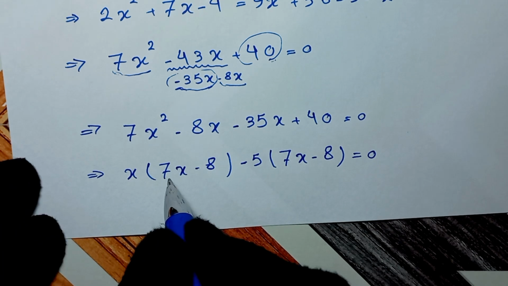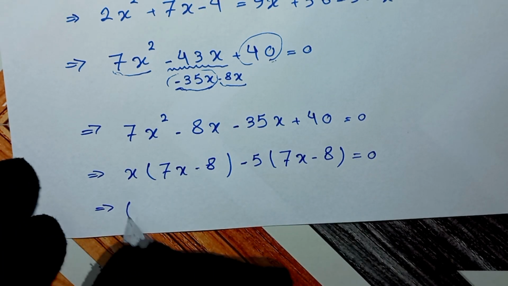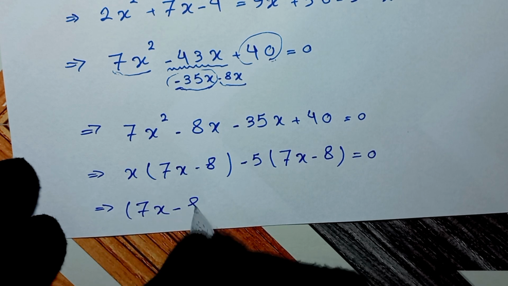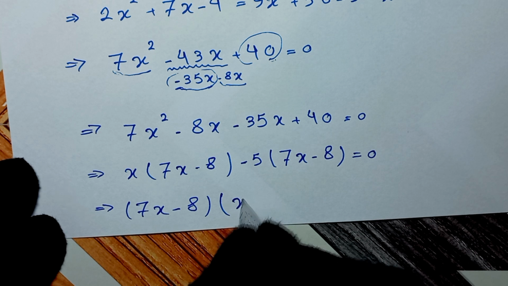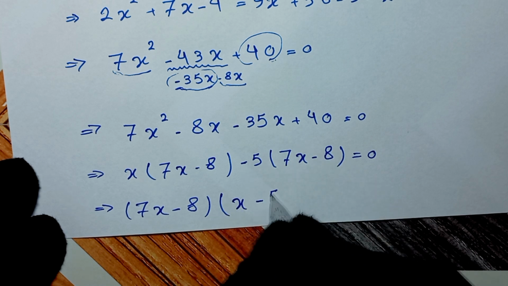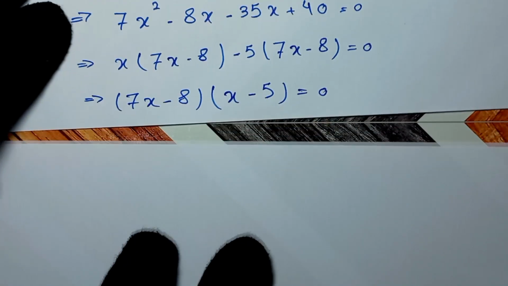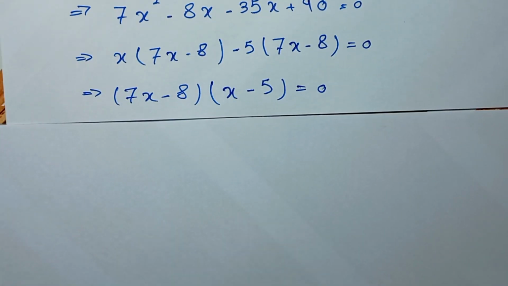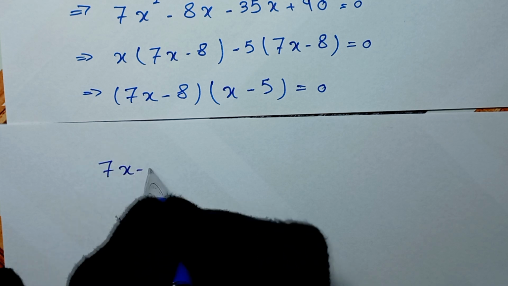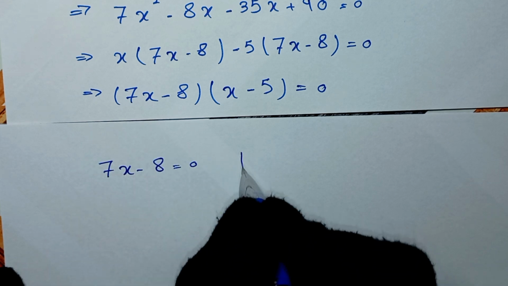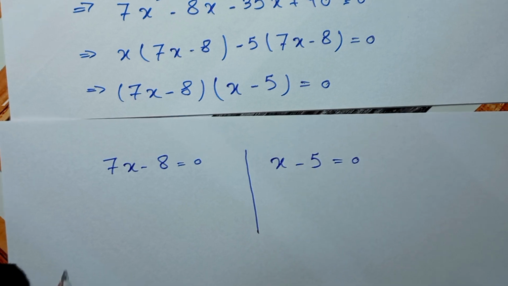And here, 7x minus 8 is common, and we factor 7x minus 8. So for this part, we have x, and for this part, we have negative 5 is equal to 0. And from here, we have two solutions for x. 7x minus 8 is equal to 0, and x minus 5 is equal to 0.